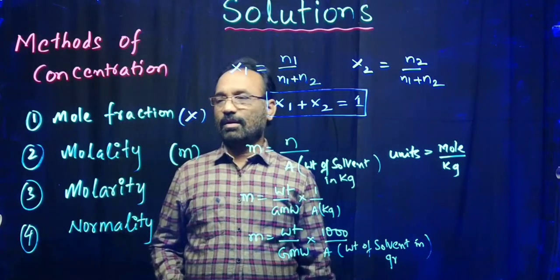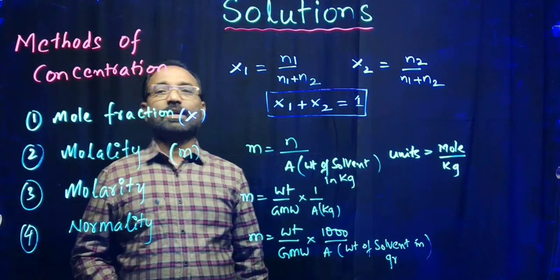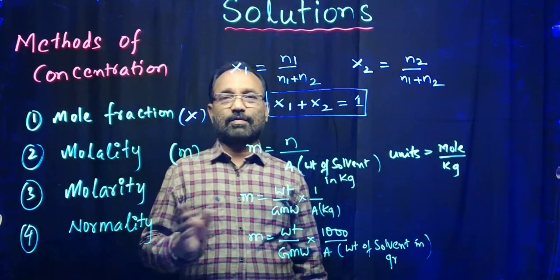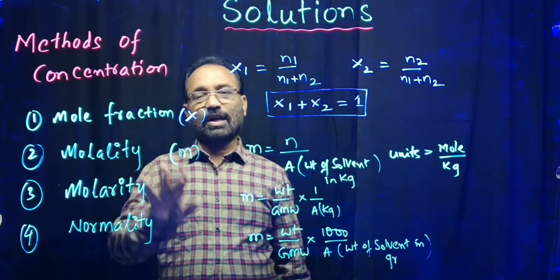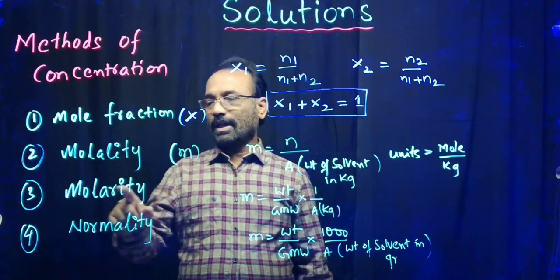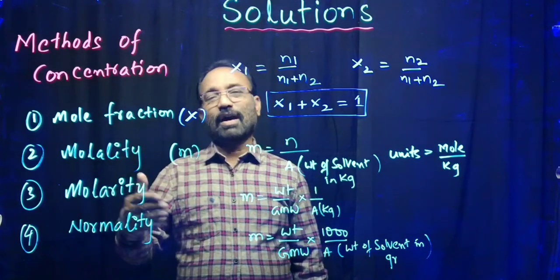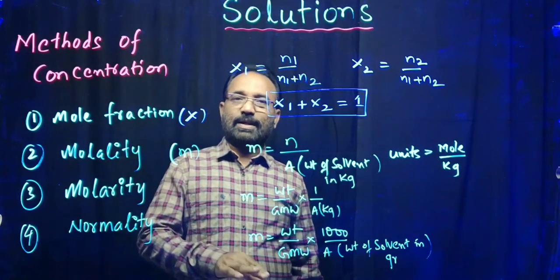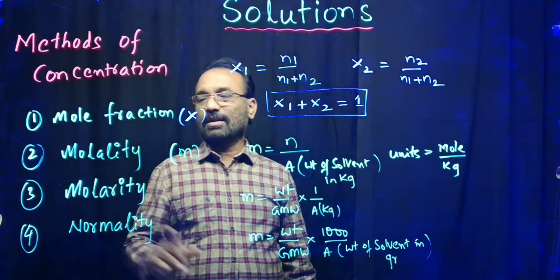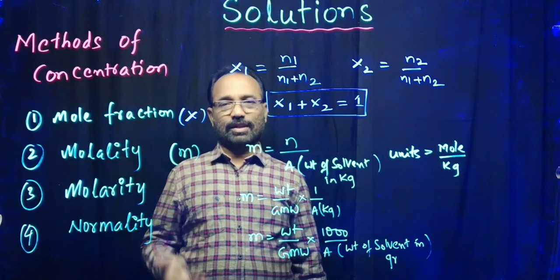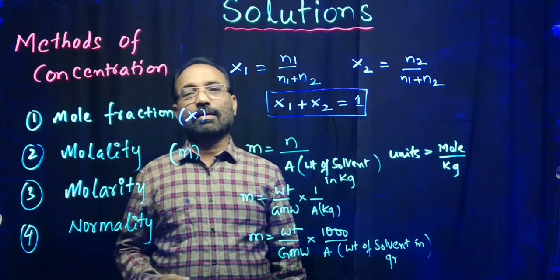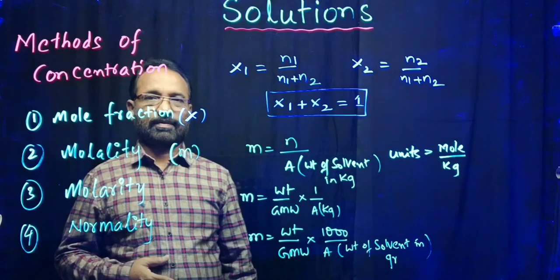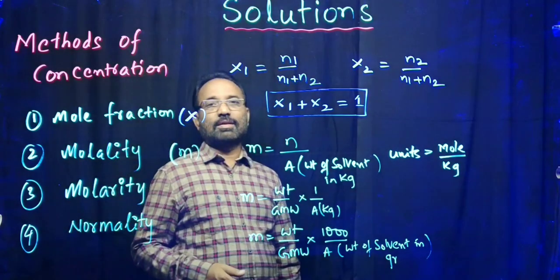Among these four methods, the first two are independent of the temperature. Independent of the temperature means if you change the temperature, there is no change in the x value or small m value. But in case of molarity and normality, these values change with the temperature, because with the change of temperature the volume of the solution also changes. Therefore, the third and fourth depend upon the temperature, and the first and second are independent of the temperature.